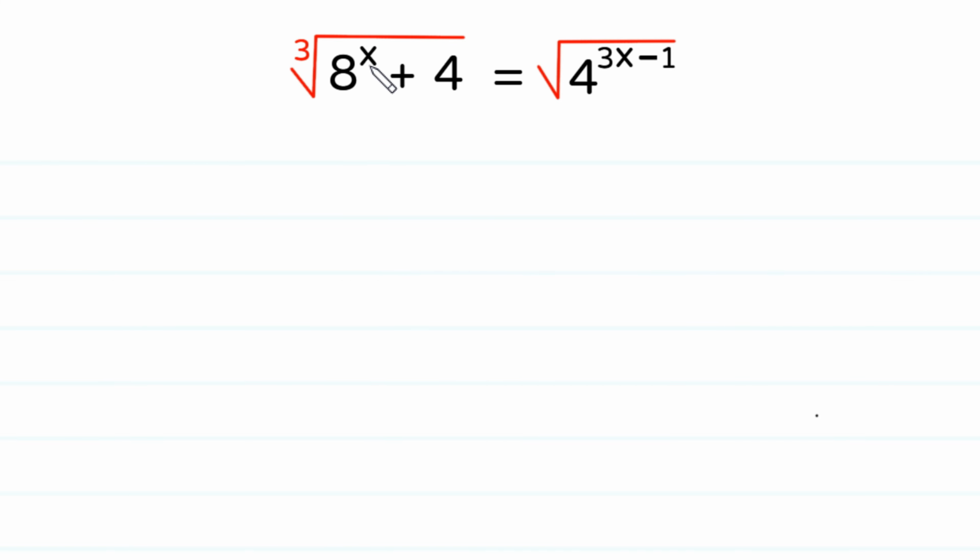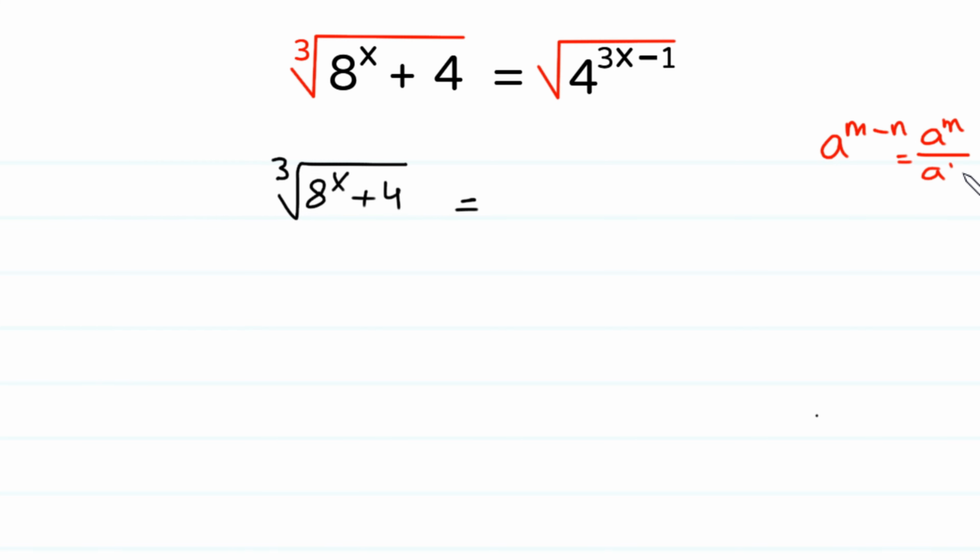Cube root of 8 to the power x plus 4 is equal to square root of 4 to the power 3x minus 1. According to the rule of exponents, a to the power m minus n is equal to a to the power m over a to the power n. We can write this 4 to the power 3x minus 1 as square root of 4 to the power 3x over 4 to the power 1.